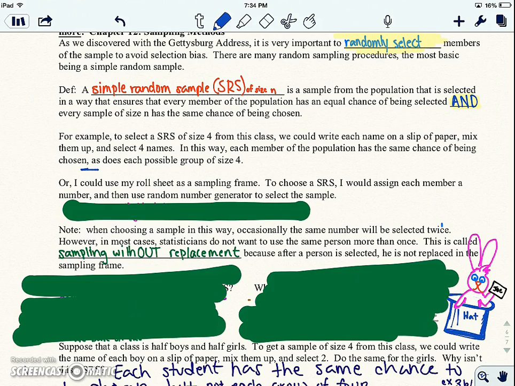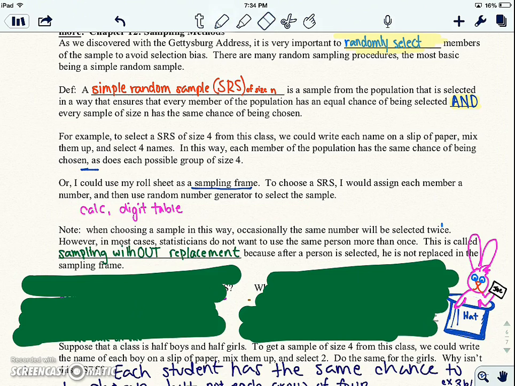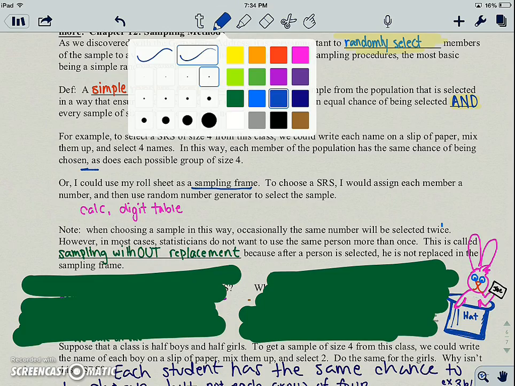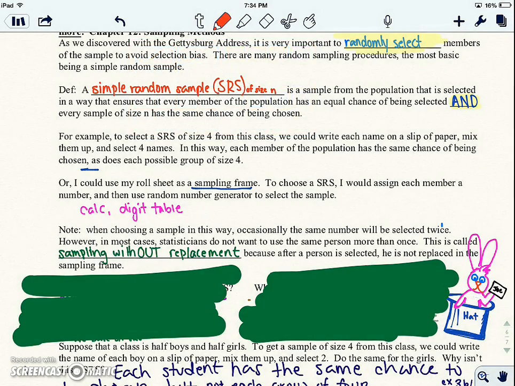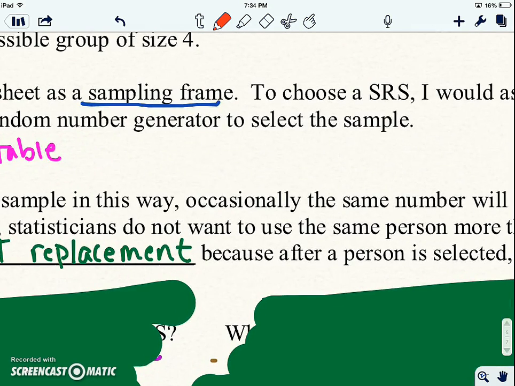Okay, so here's another way to do it. I could use my roll sheet as a sampling frame, vocab word from last time, to choose a simple random sample. I could assign each member a number, and then use the random number generator to select the sample. Okay. I could also use a digit table, which we'll talk about briefly, and that's just basically somebody has pulled a bunch of random numbers out of a hat and written them down, or used a random table.